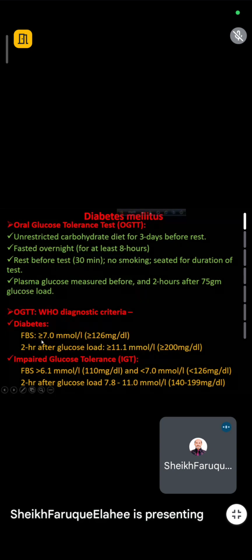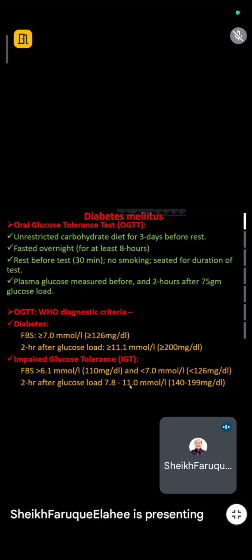If fasting is more than 7 or after 2 hours it is more than 11, yes, he has diabetes, confirmed. But if it is in between, fasting blood sugar 6.1 to 7, then he is pre-diabetic. Or after 2 hours he has 7.8 to 11, he is pre-diabetic. I think this was today's lesson.